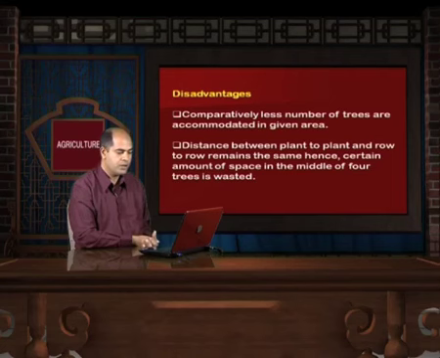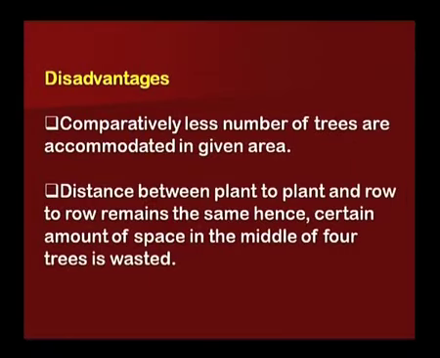Disadvantages: comparatively fewer trees are accommodated in a given area. Distance between plant to plant and row to row remains the same. Hence, a certain amount of space in the middle of four trees is wasted.